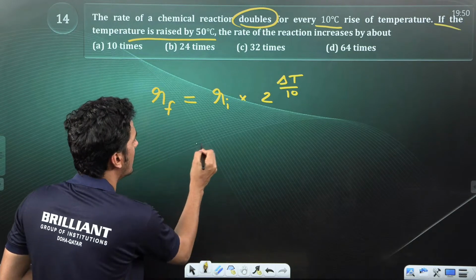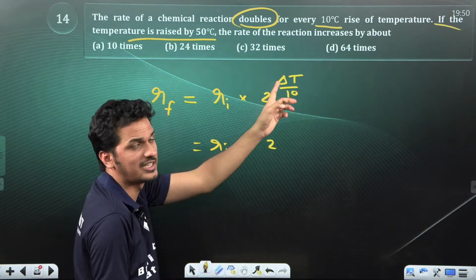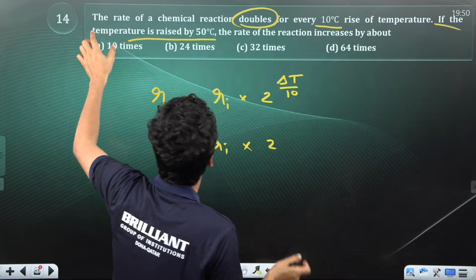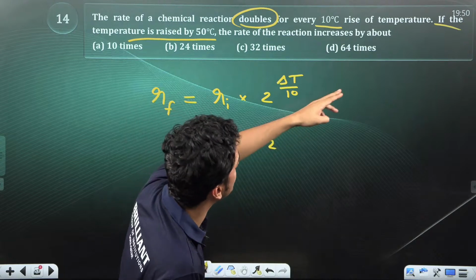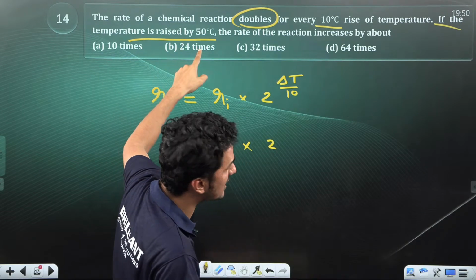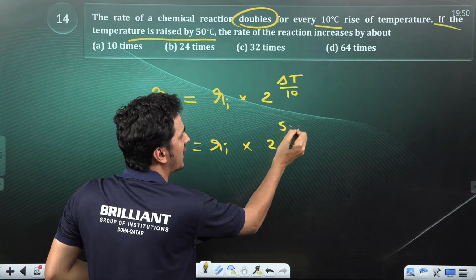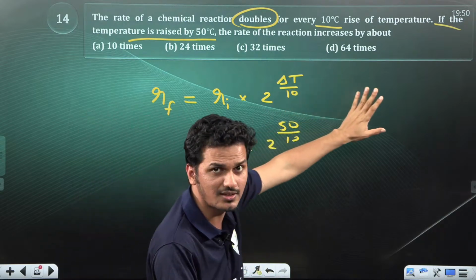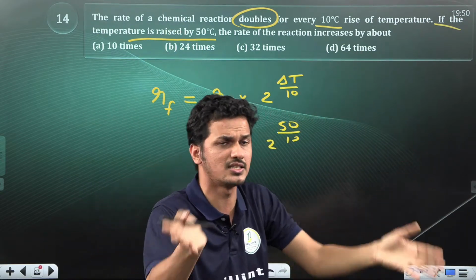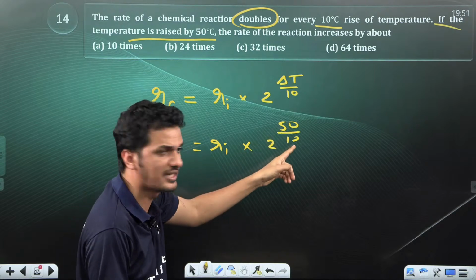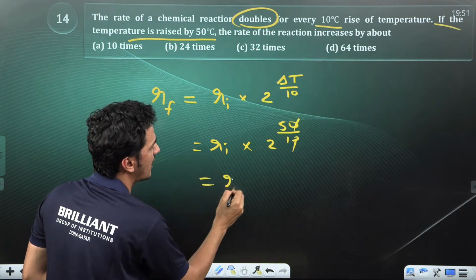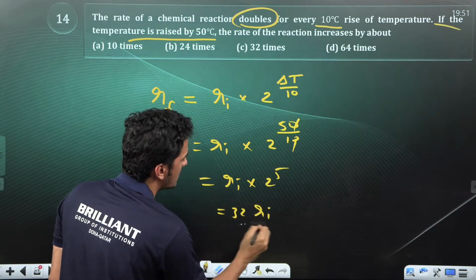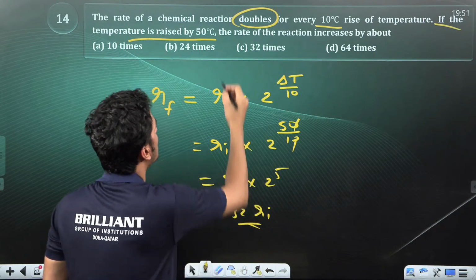So here rate initial into 2 raised to delta T by 10. What's the delta T? You are increasing the temperature by 50 degrees Celsius, so delta T is 50 divided by 10. The change is 50 divided by 10, which is 5. So R initial into 2 raised to 5. What is 2 raised to 5? 32. So 32 into R initial, the rate becomes 32 times the initial rate. So option C is the correct one.